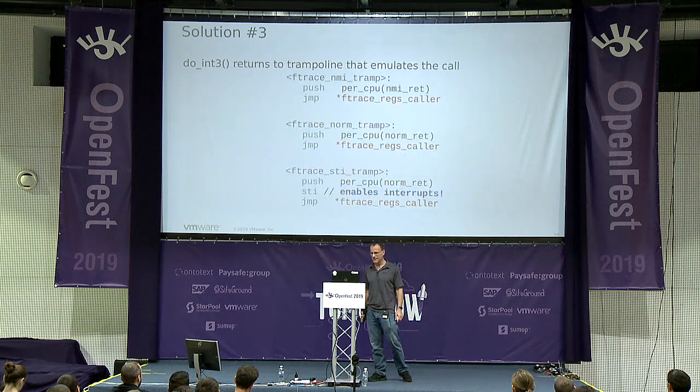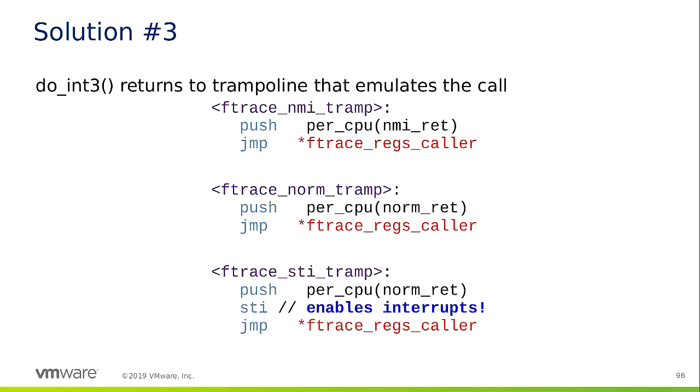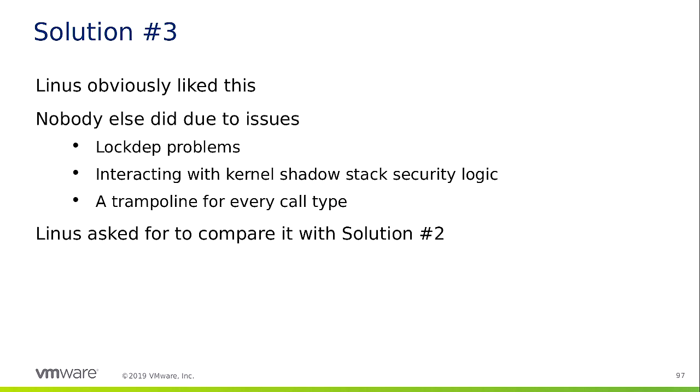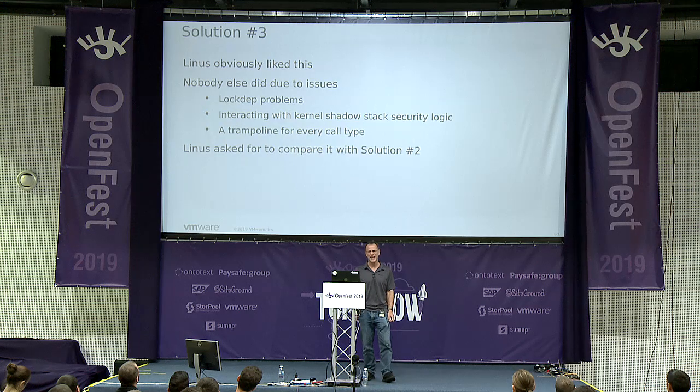So this is what the trampolines looked like. You had enable calls and stuff like that. Linus obviously liked it. Everyone else hated it.